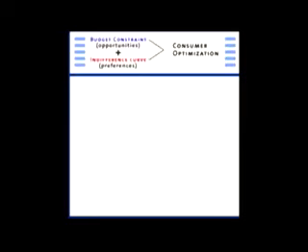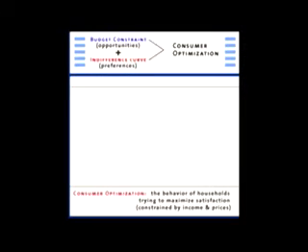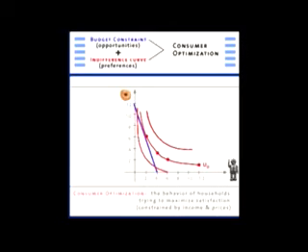Consumer optimization is the behavior of households trying to maximize satisfaction subject to the constraints of income and prices. So let's take a look now at the graph that we've developed. First, we have this dark line, which you'll recall represents the budget constraint. That is, it represents all the combinations of toys and snacks that the consumer can buy given the limited income and the price of the two goods.